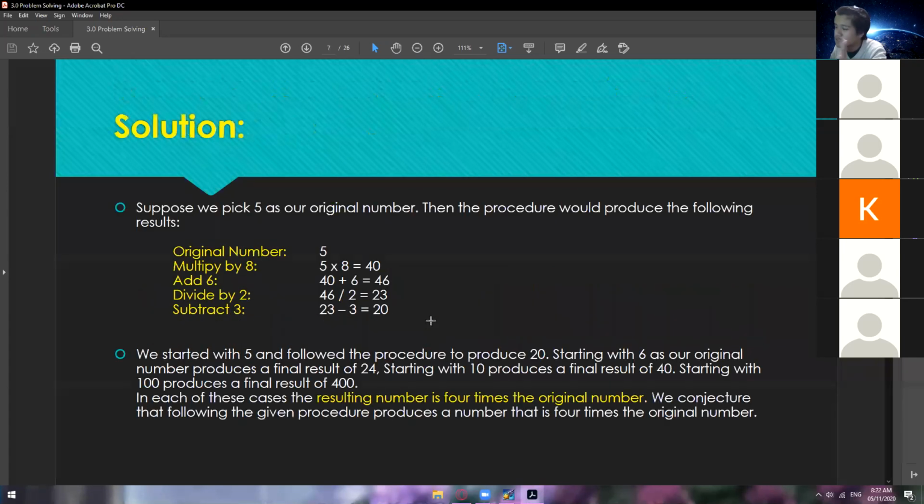So did you guys get it so far on how to make a conjecture? Yes, sir.